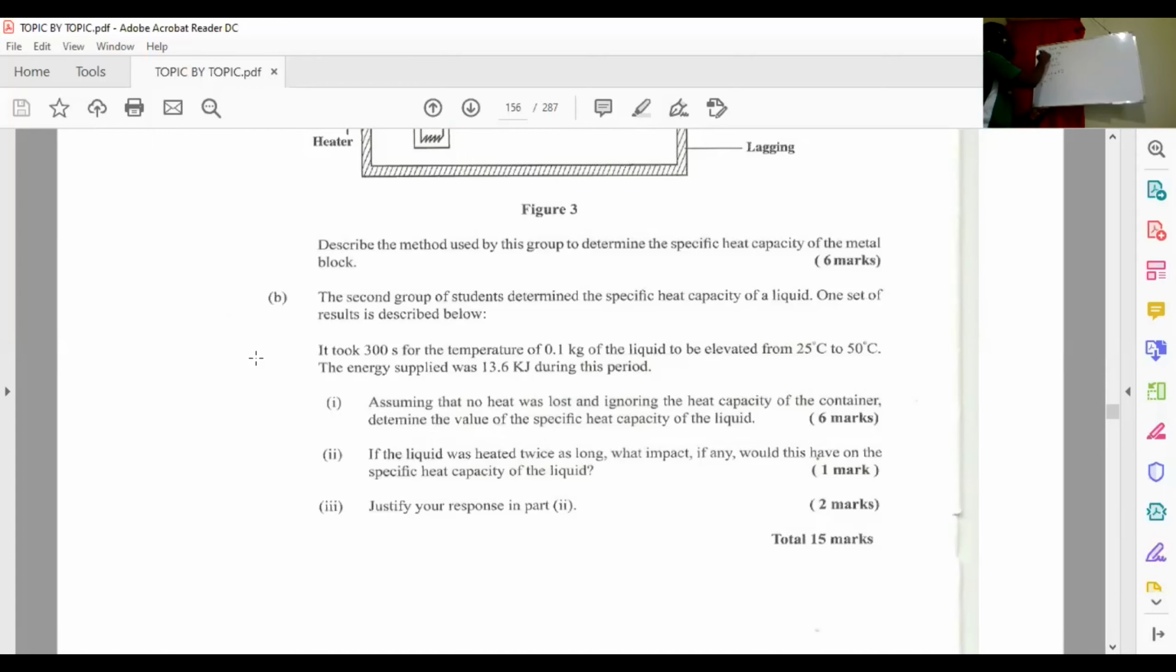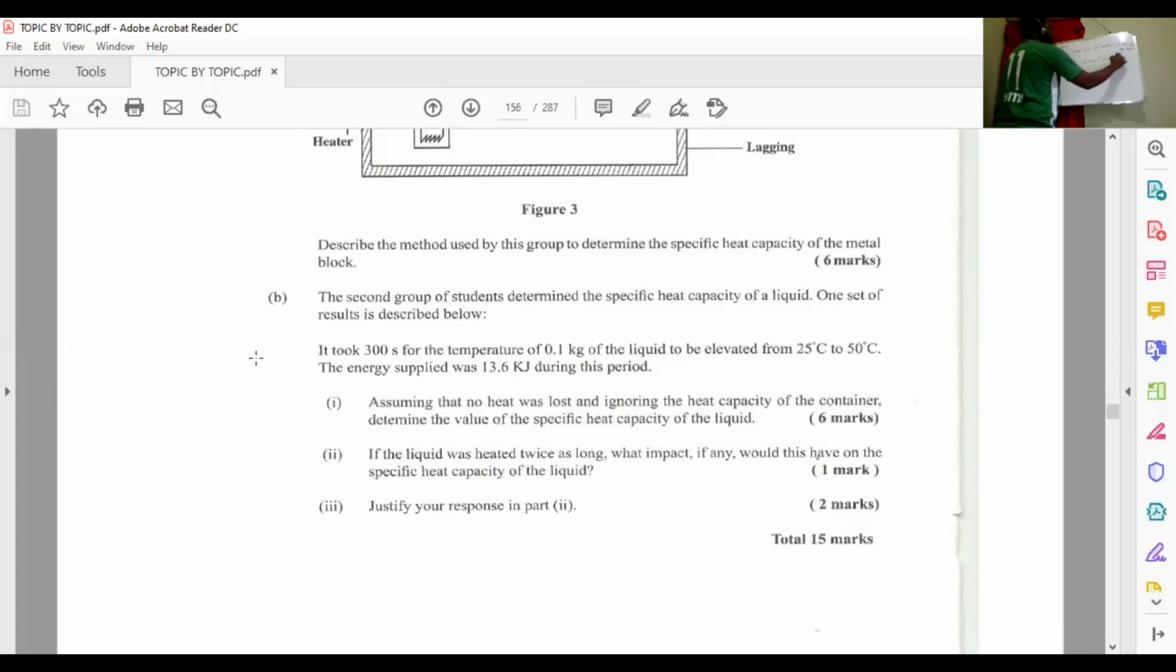So this is the mass of the liquid. It says assuming no heat was lost, then that means the heat lost by the heater is equal to the heat gained by the liquid. So that's our assumption that we will make. The heat lost by the heater is given, so we don't have to work that out, which is 13.6 times 10 to the 3, because it's kilojoule.